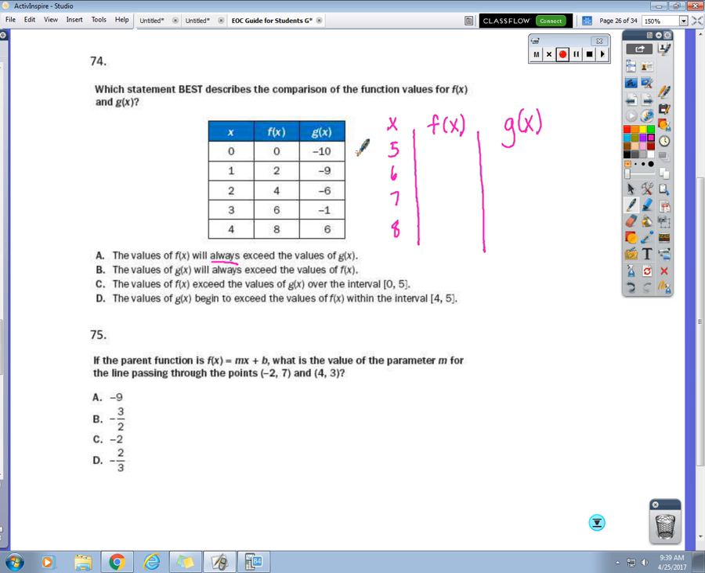Well, I looked at the patterns. What pattern do we see in f of x? It's going up by 2, so the next number would be 10, then, okay. What's going on with the g of x's? Well, first they go up by 1, then they go up by, -6 to -1 is 5. -1 to 6 is, so what's the pattern? Each time they're going up by 2 more than the previous.